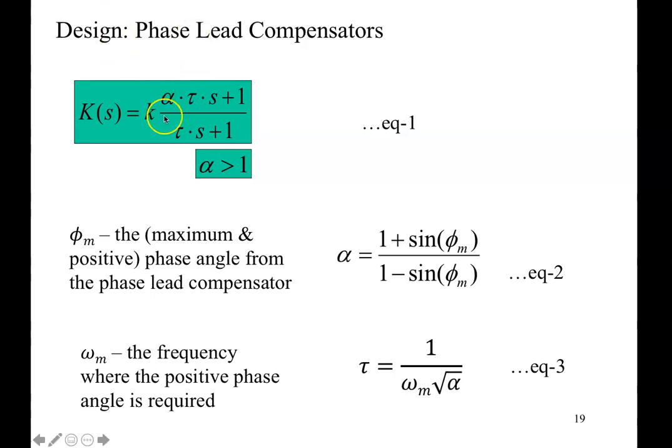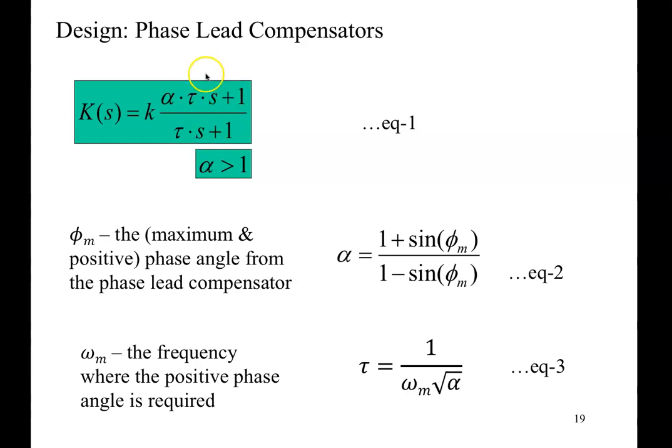This transfer function will give you a positive phase angle when alpha is greater than 1. Okay, we're not deciding what exactly the alpha value should be, but we know the range needs to be greater than 1 to give us a positive phase angle. That's why it's called phase lead, because it gives us a more positive phase angle.